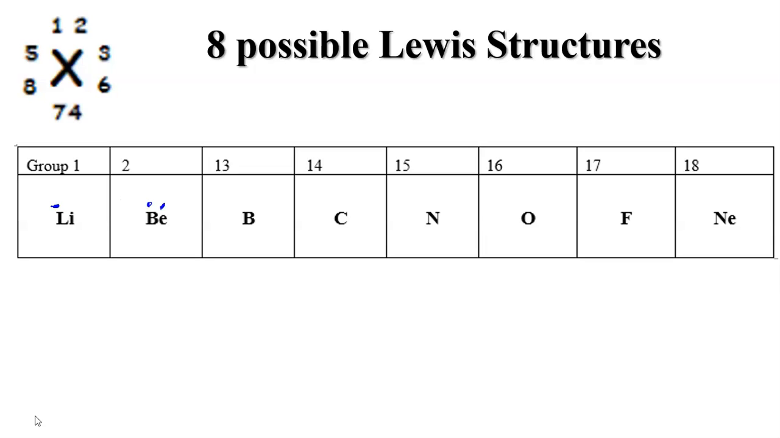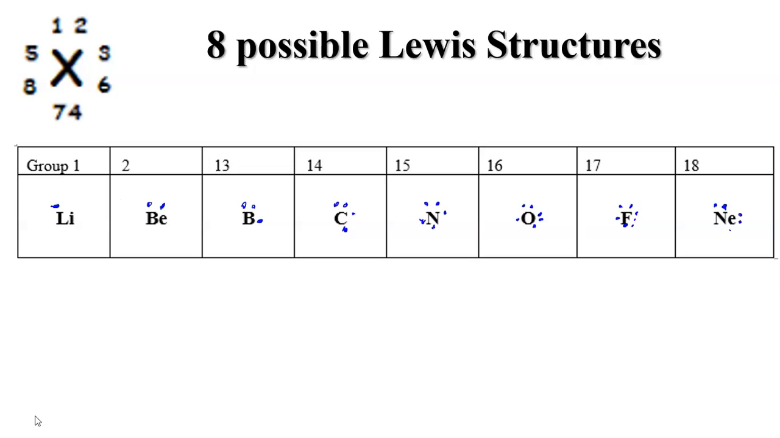Boron will have 3, 1, 2, 3. Carbon will have 4, 1, 2, 3, 4. Nitrogen will have 5. So you've got 1, 2, 3, 4, 5, and oxygen has 6. 1, 2, 3, 4, 5, 6, and fluorine has 7, and neon has 8.